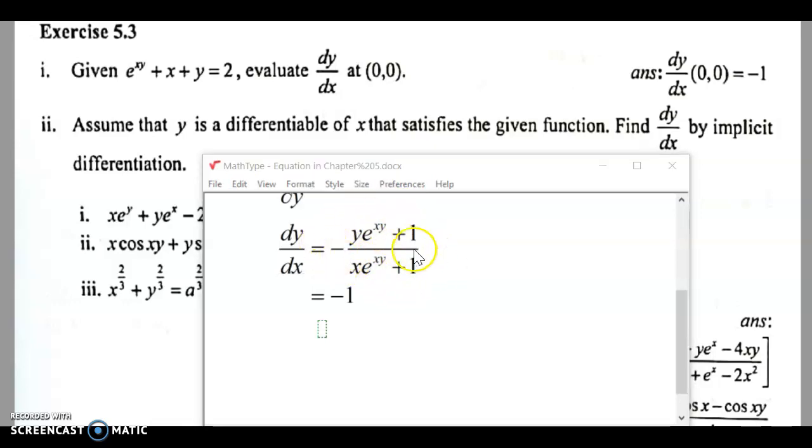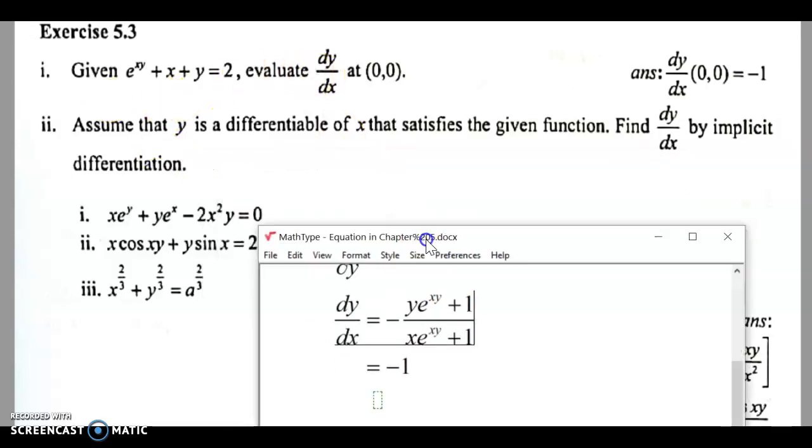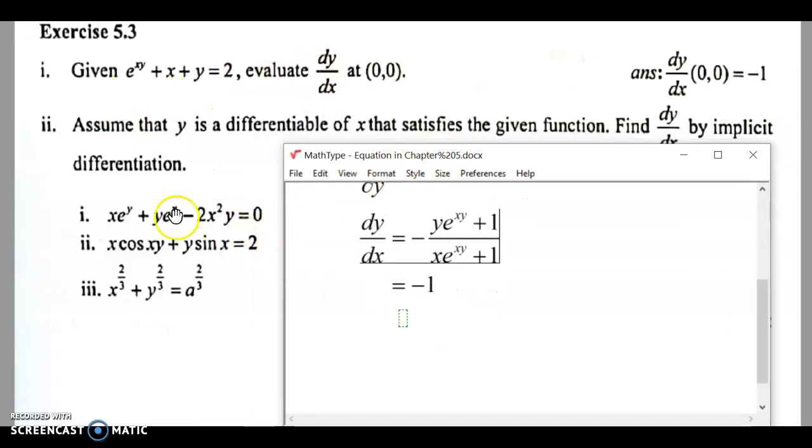So these are the functions, and now to evaluate it at (0, 0), just substitute x0, y0 in all of the y's and x's that we have here, and that will give you -1. Right, that is for the first one. Okay, now for the second one, we have these three questions. Let's try to do it.